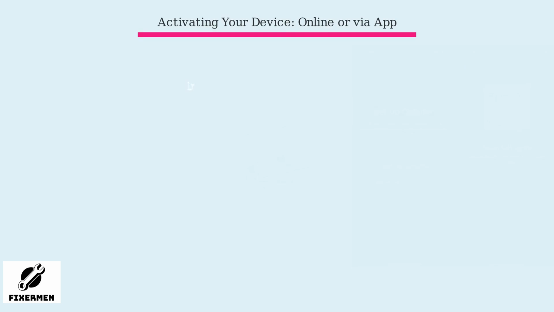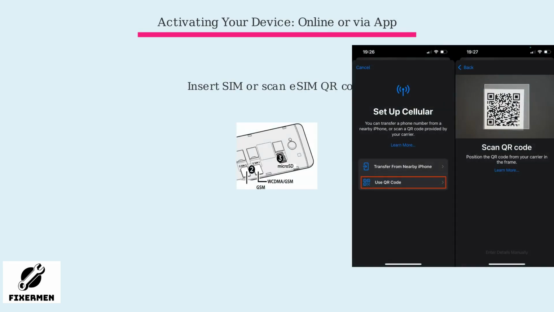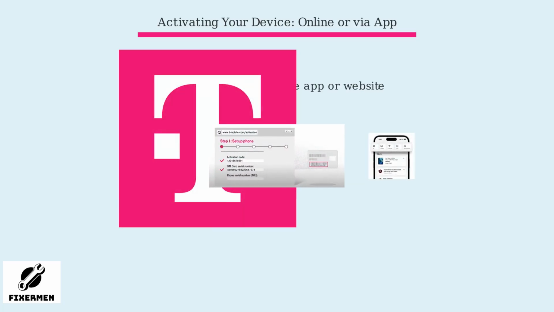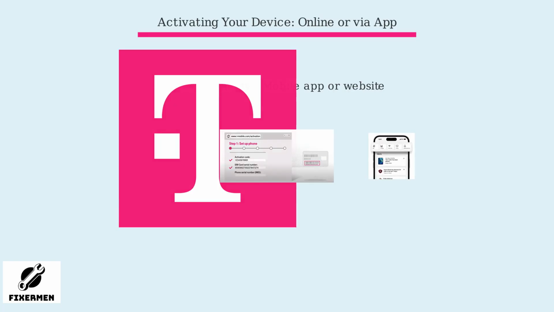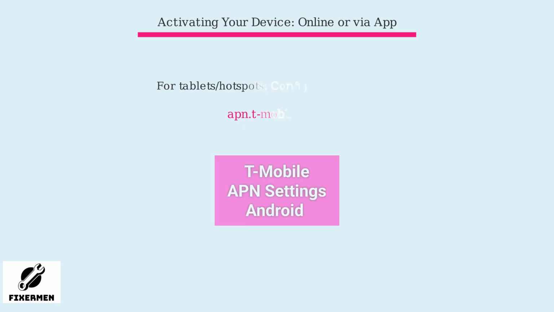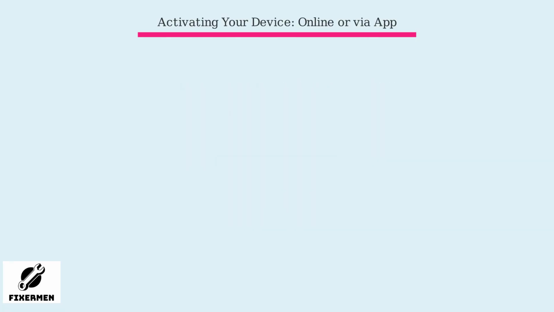Once you have your SIM or eSIM, insert it into your device or scan the eSIM QR code. Then, activate your device via the My T-Mobile app or T-Mobile's website. You'll need a T-Mobile account to complete the activation. Activation fees are often waived, depending on the plan. For tablets or hotspots, you might need to configure APN settings using apn.tmobile.com.